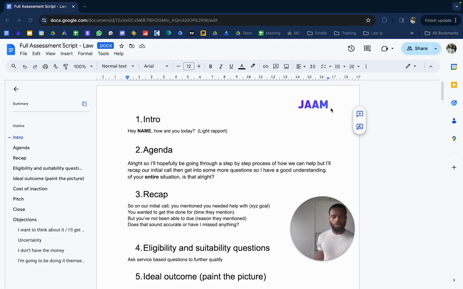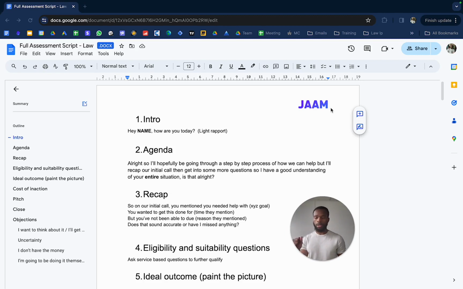Now, what we want to do next is recap their initial conversation with us, right? Just to literally take us back to where we left off, essentially. So whoever took that initial call should have made the notes on the specifics of what I'm going to go through now. Okay. So on our initial call, you mentioned you needed help with, whatever the goal is, with your application, with your appeal, whatever the XYZ goal is, right? You wanted to get this done within the time that they mentioned. So you wanted to get this done in 2 months' time, 3 months' time, whatever it might be. But you've not been able to do it due to whatever that issue was.